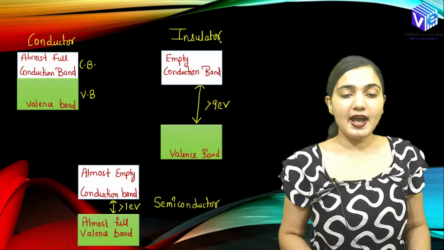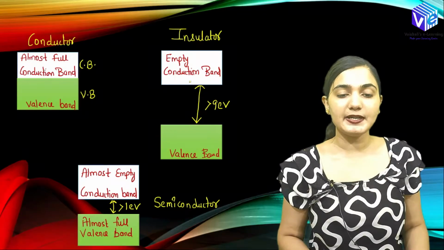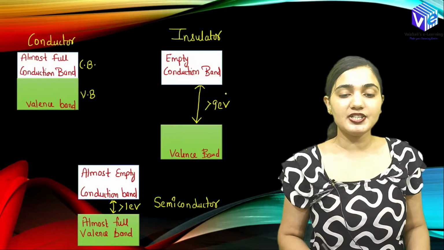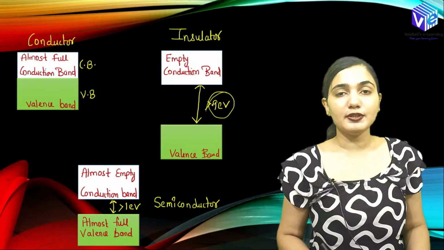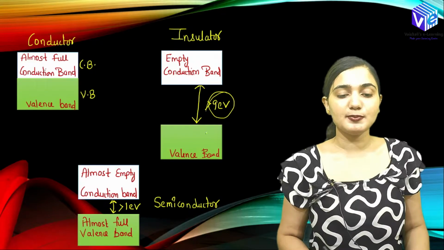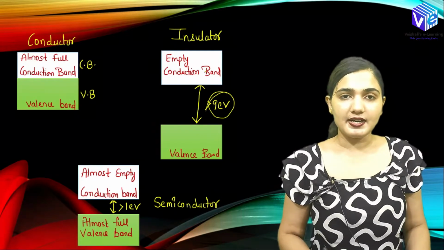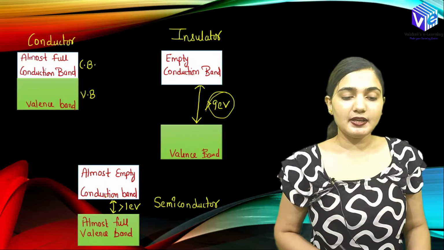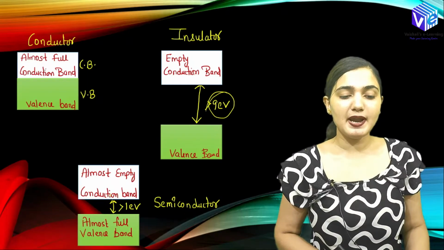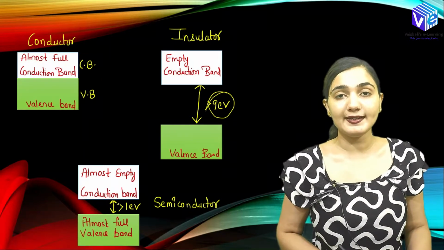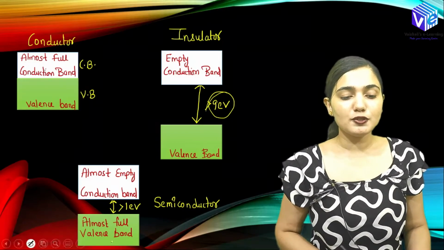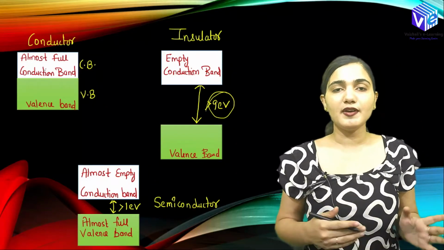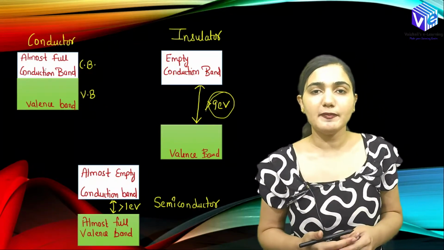On the other hand, if I have the insulator, we have a completely empty conduction band, right? The valence band and conduction band have a very high energy gap, which is 9 electron volts. 9 electron volts is a very high energy gap present in between the valence and the conduction band. Right, after that we have the semiconductor. For the semiconductor, the valence band and the conduction band have an energy gap nearly equal to 1 electron volt. We have an almost full valence band but an almost empty conduction band. Some of the electrons from the valence band might jump to the conduction band in this case.